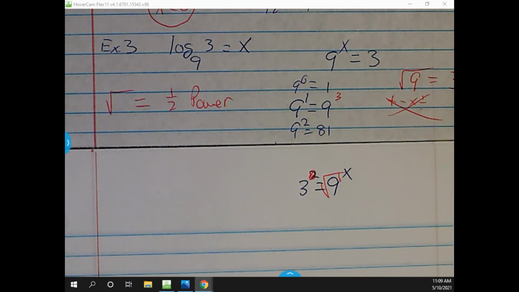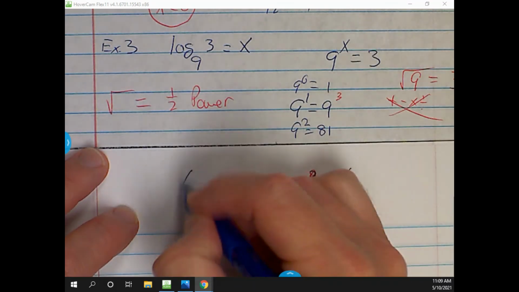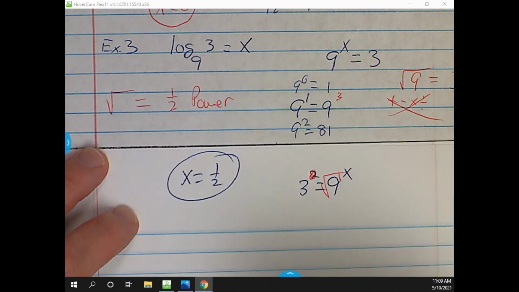So if you run across numbers where it's set up like that, where the number's getting smaller, you've got to think about what you can do to get through it that way. So for this one, if we were solving it, this x would be to the 1/2 power. That would be our answer we're looking for.